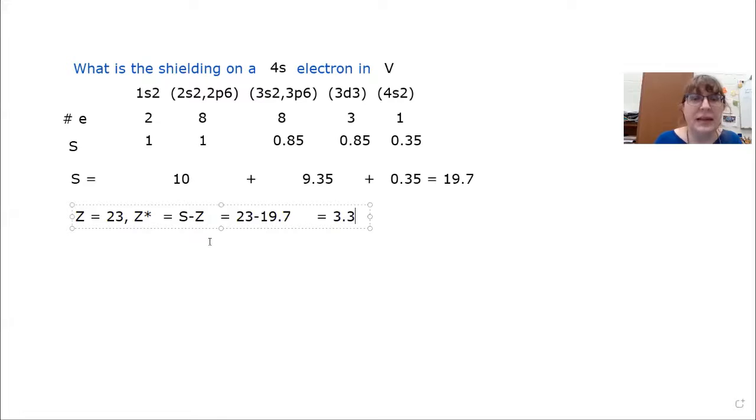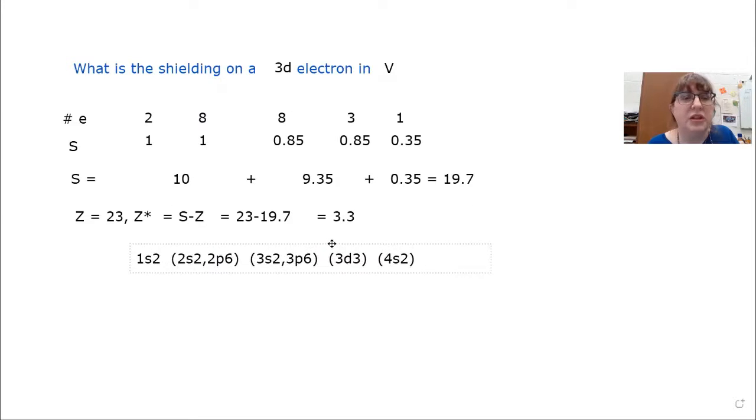Let's take a look at what would happen if instead of 4s, we were looking at the 3D. How does the story change? Okay, so we still have the same number of electrons for most of the groups, but this end is going to change here. So I'm going to copy our grouping down below. I'm just going to move it down here. Okay. So now we are going to do our number of electrons in each of these and see how that changes a little bit.